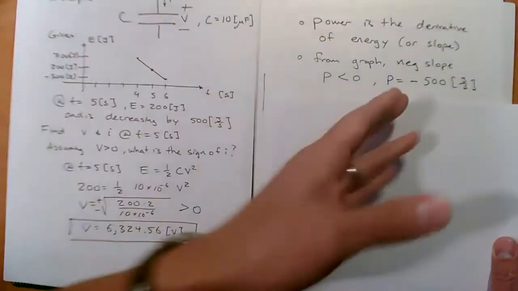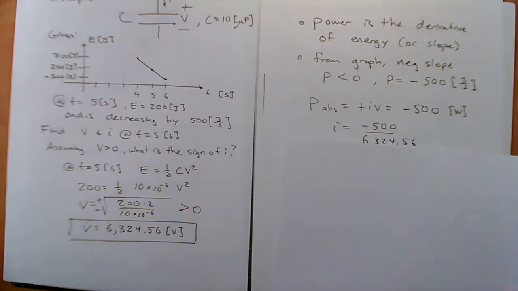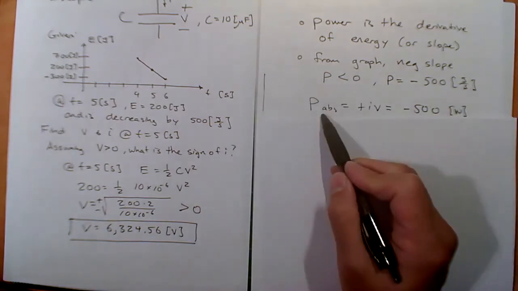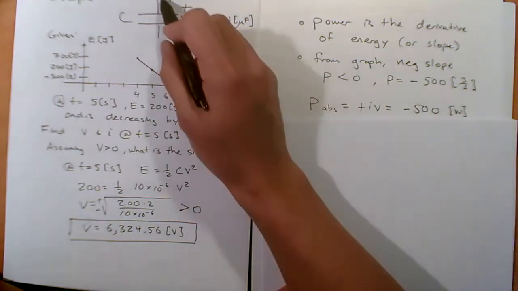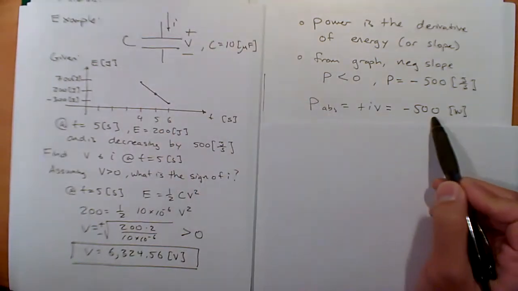Now, the power, like we said, because we know that it's decreasing, should be negative 500 joules per second. We know that our power absorbed equals positive IV from here, okay? But it's also equal to negative 500, okay?